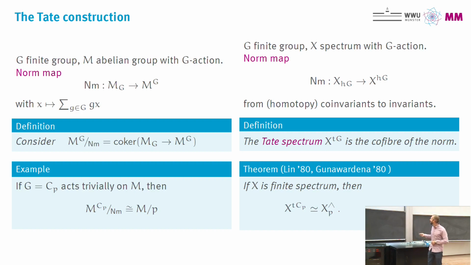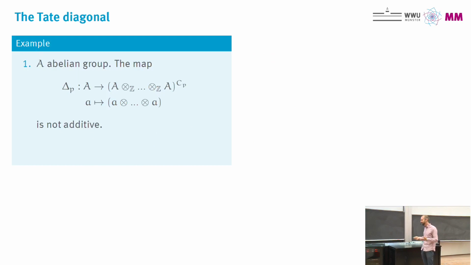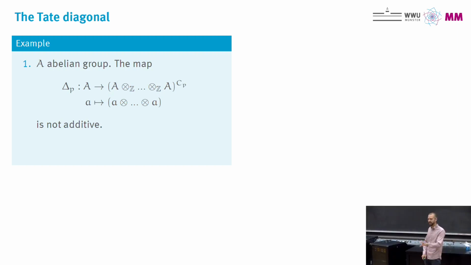Okay, and right, so now we have understood the arena. We understand what the Tate construction is, and I told you that the Frobenius is going to be a map from R to R^{tC_p}. Now let's get into the construction of the actual Frobenius. So let's do the ordinary world analog first. The Tate diagonal. So here's the thing, take A an abelian group, and then we consider the diagonal map. We just take p tensor copies of A itself, and we send a to this diagonal element. No problem, that's a well-defined map, except, well, it's not additive.